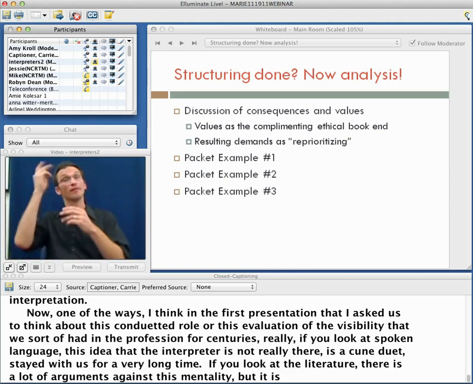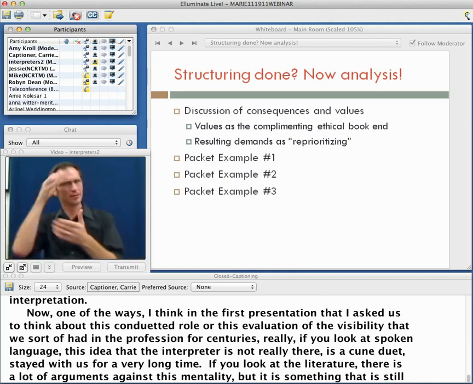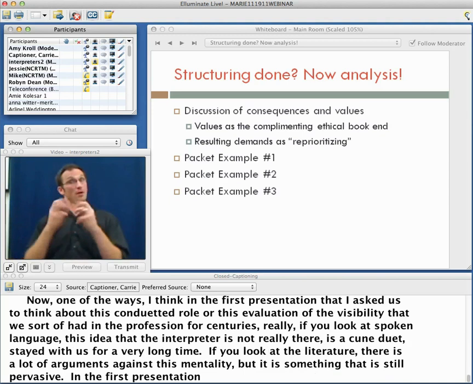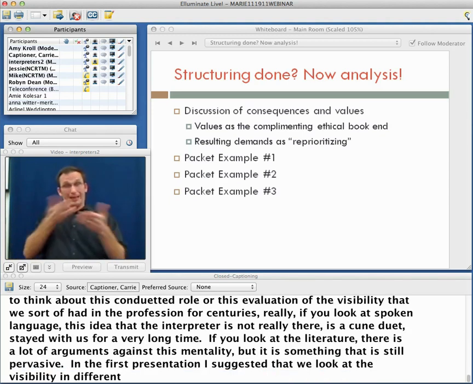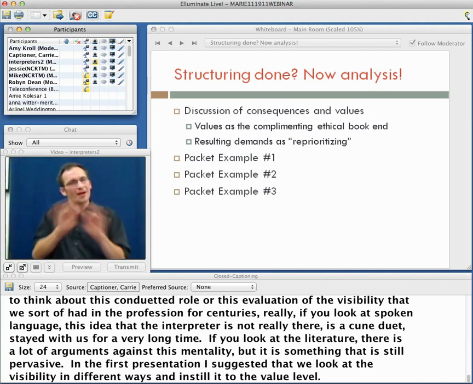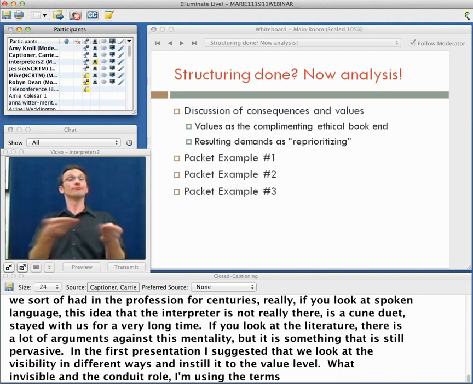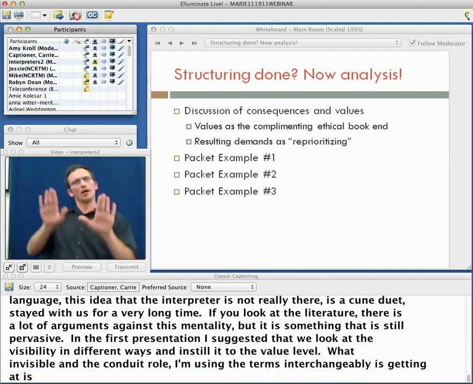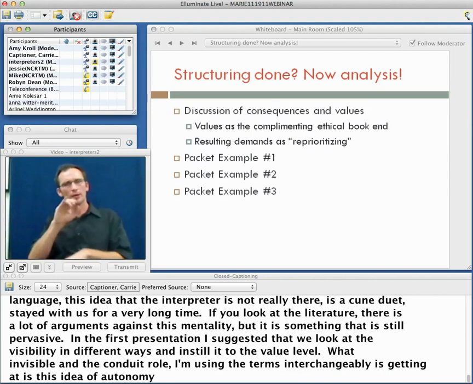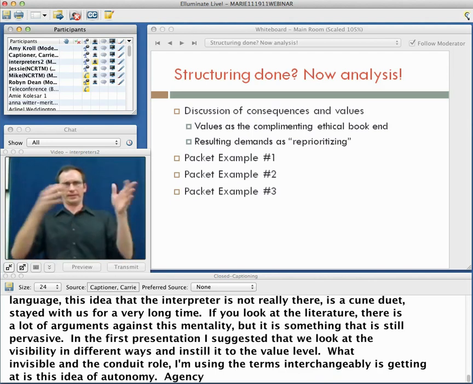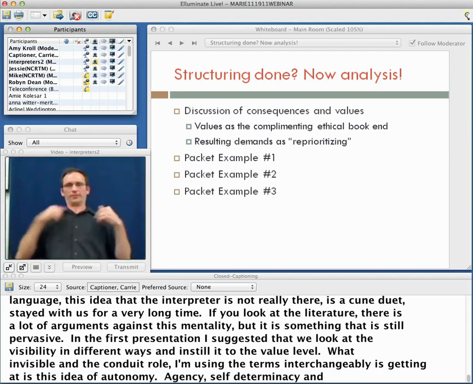And in the first presentation, I suggested that we actually look at invisibility in different ways, that we actually distill it to its value level, that really what invisibility or the conduit role, and I'm using those terms interchangeably, is getting at is this idea of autonomy, agency, self-determinacy, and what I'll call laissez-faire. Now let me describe those.